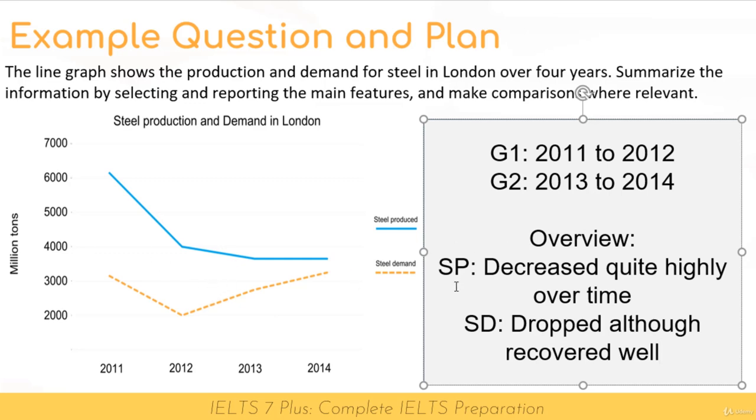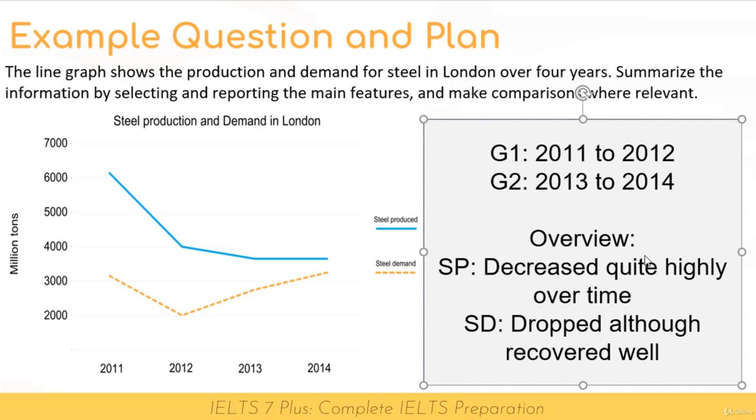So I have SP, which is steel produced. Overall, steel produced decreased over time, and it was by quite a large amount, although for the overview we don't need to go into very specific figures. And then for steel demand, it dropped but then recovered to a reasonable amount. So there is our first example question and plan, and that's exactly the process that you will need to follow when you see the data and you analyze the data and then create your own plan too.